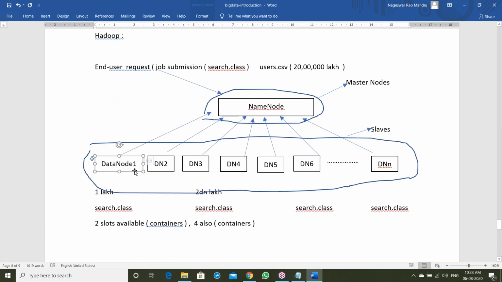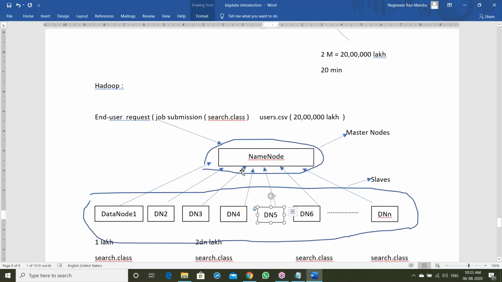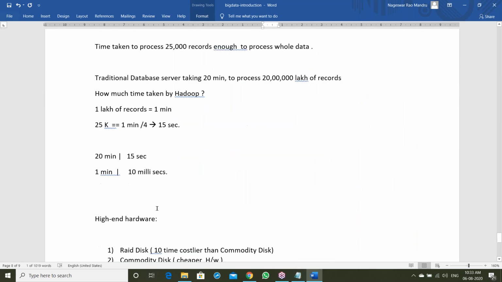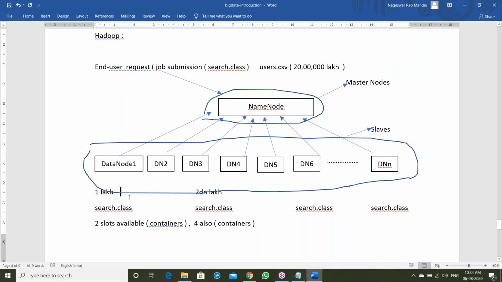Suppose one copy is here, the second copy is here, the third copy is here, in different locations. Suppose your file is 100 GB of data. When you load 100 GB of data, it becomes 300 GB. Suppose data is loaded into 20 nodes. Then how many nodes in total? 20 multiplied by 3, 60 nodes. Finally, the data is distributed on 60 nodes.